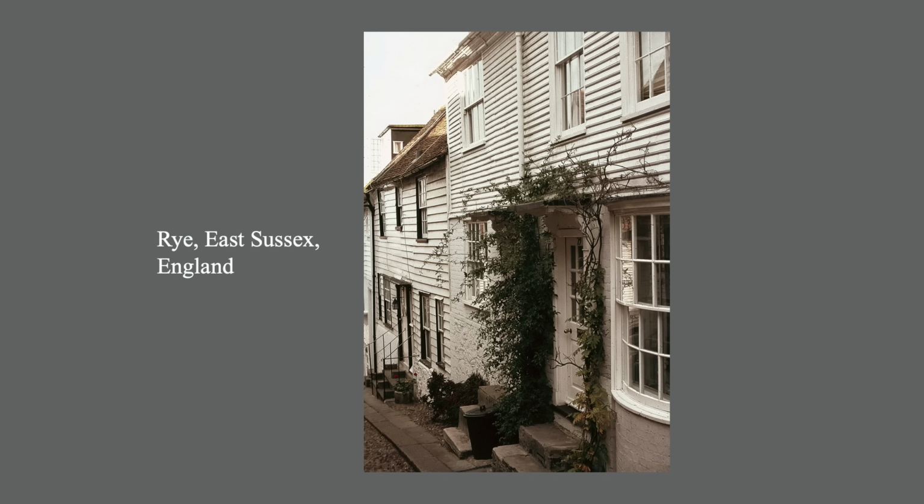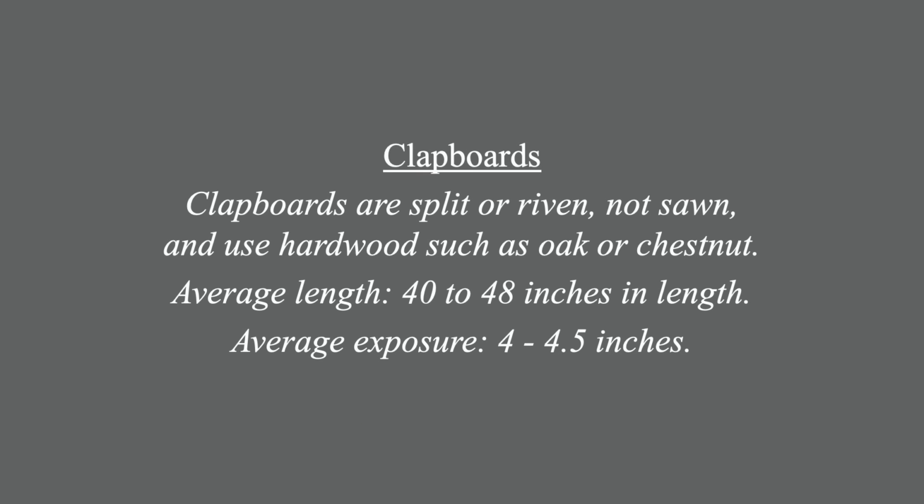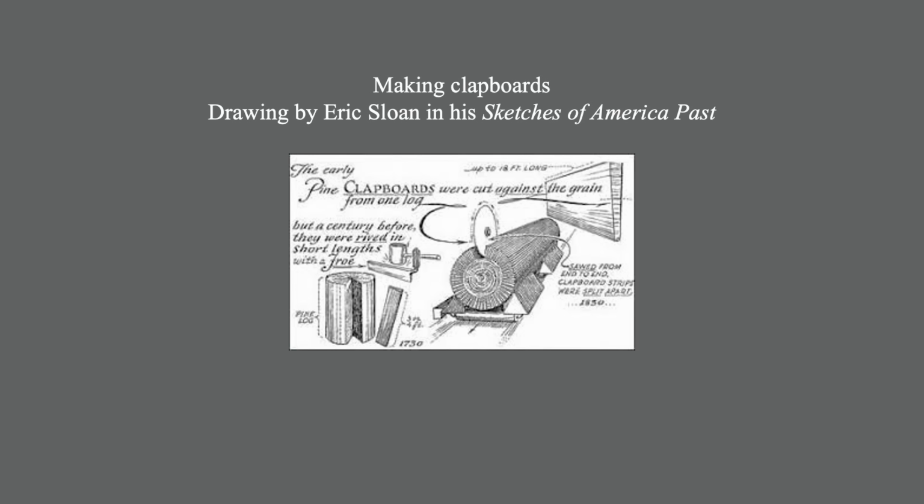Now, many people mistakenly refer to weatherboards as clapboards. The terms should not be used interchangeably. More precisely, clapboards are boards that are split or riven from logs, rather than sawn, and are made from hardwood such as oak or chestnut, but also sometimes heart pine. They are generally only 40 to 48 inches in length, with just about 4 inches of exposure. This diagram in the lower left shows the short clapboards being riven from a log.